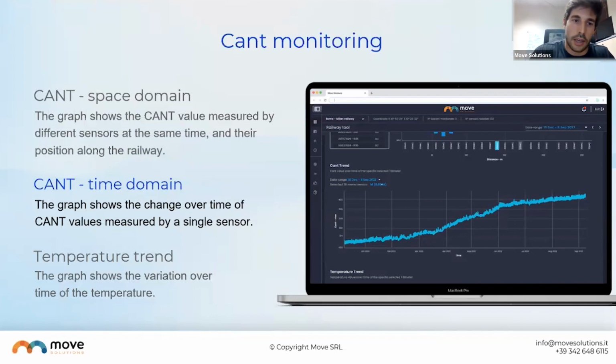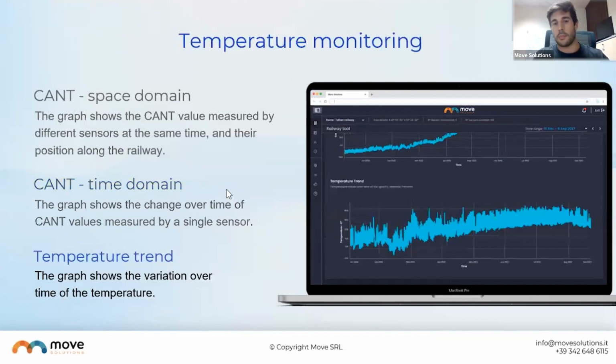Something else that we of course do is the temperature. So every single measure again is associated with the temperature. So we also provide, for that specific sensor that you're looking at when you're looking at the Cant in the time domain, the evolution of the temperature for that sensor.